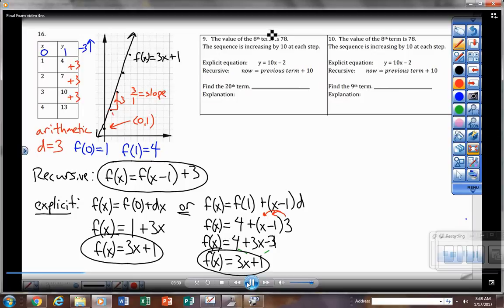These problems deal with the concept of when do you use recursive or when do you use explicit. This first problem here, it gives you the 8th term and it's asking you to jump ahead to the 20th term, so you would not want to use recursive here. You'd want to use explicit. You want to take that equation 10x minus 2 and plug in 20 for x, because again, I want to jump from the 8th term to the 20th. So when you're jumping ahead, use explicit. In there where x used to be, I plug in 20. 10 times 20 is 200, minus that 2 gives me 198.